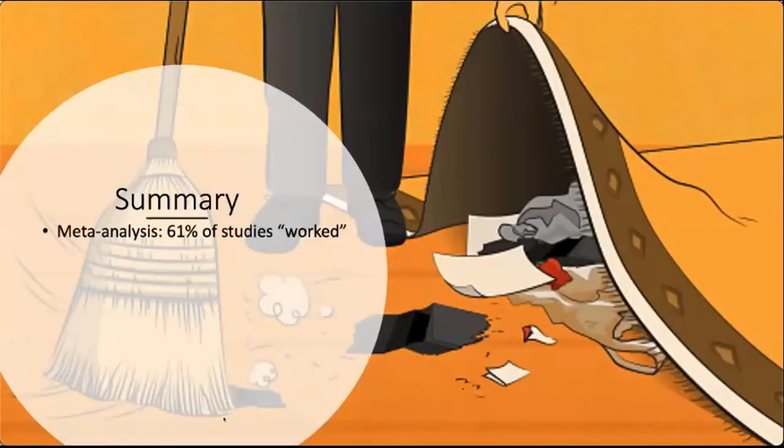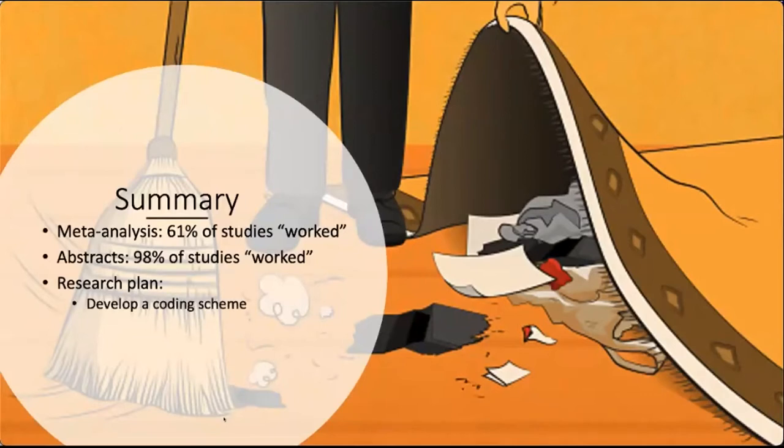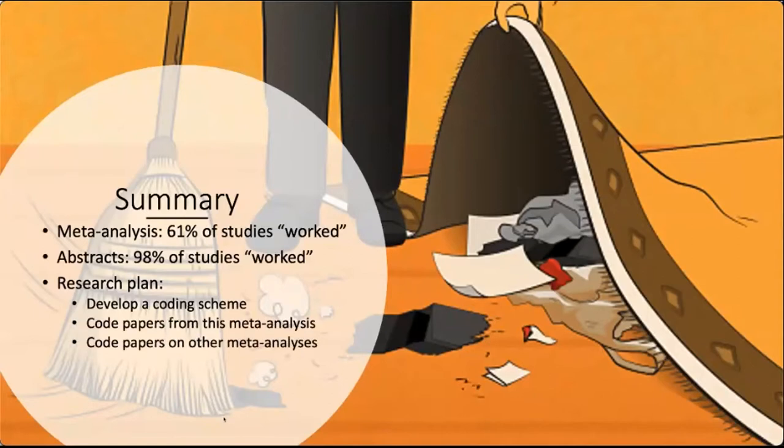According to a meta-analysis, 61% of studies worked. But according to abstracts of studies included in this meta-analysis, 98% of studies worked. This leads me to a research plan to try to examine the discrepancy between meta-analysis and abstracts. I'd like to develop a coding scheme comparing the two and code papers from this meta-analysis. And I'd also like to code papers from other meta-analyses to try to see if this is a general issue.